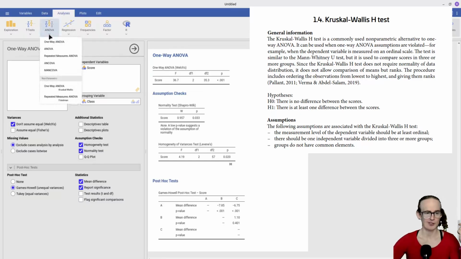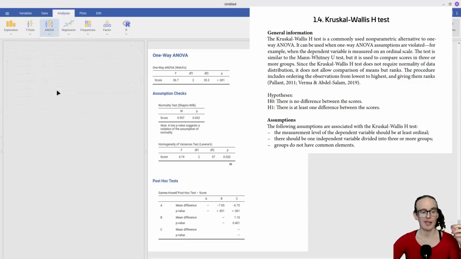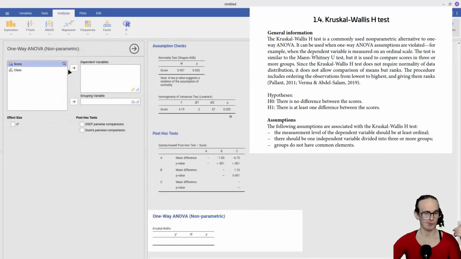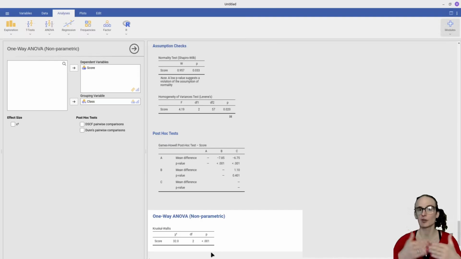We come up here to ANOVA. We go to non-parametric alternatives. Now, the non-parametric alternative to the one-way ANOVA is Kruskal-Wallis. So again, we're going to go with score as dependent, class as the grouping variable. And again, it's going to tell us our p-value is less than 0.001. So again, we reject the null hypothesis. We conclude that at least one group is different than the others.